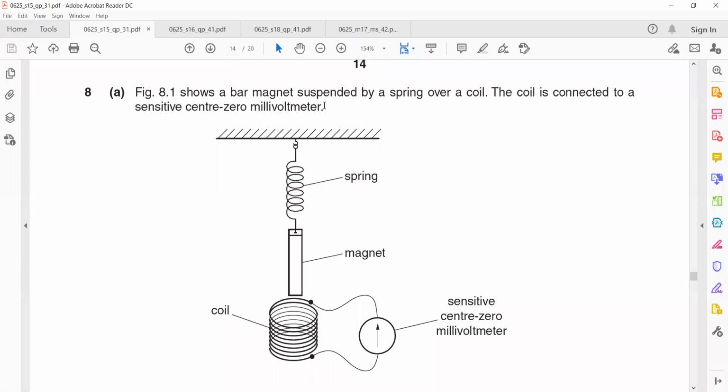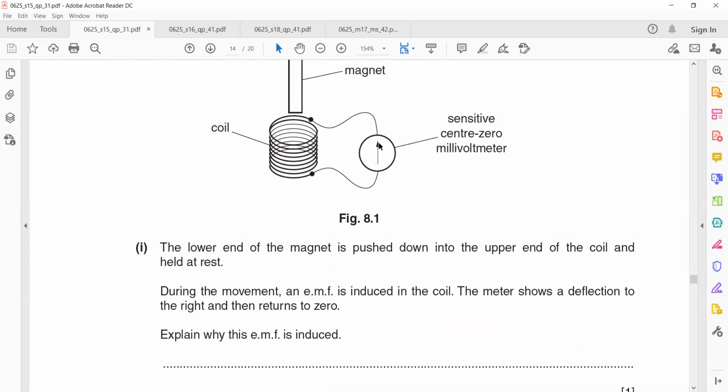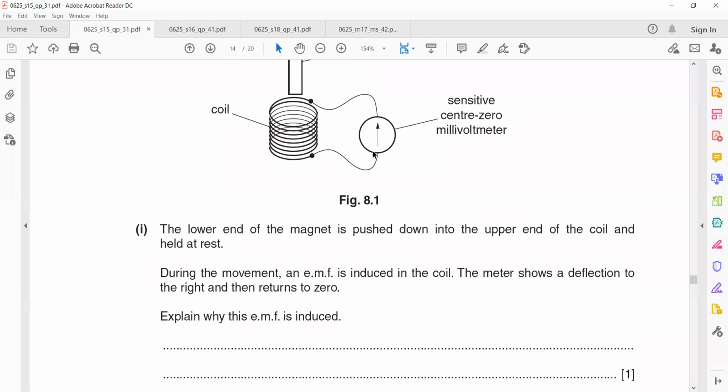This is about electromagnetic induction. The next part is related to the transformer. Figure 8.1 shows a bar magnet suspended by a spring over a coil. The coil is connected to a sensitive zero-center voltmeter, meaning the needle is at the 0 mark. The lower end is pushed down into the upper end of the coil. During the movement, EMF is induced and the needle is deflected towards the right and then returns to 0.